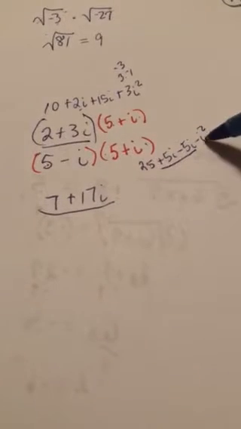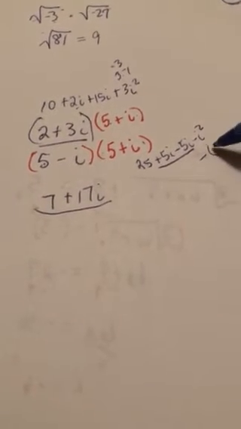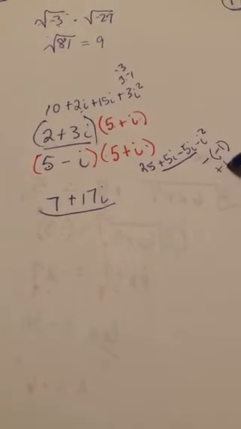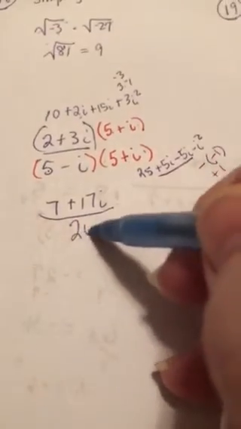So now I have 25 and I have negative i squared, which is a -1. So it's a +1. So now we have 26 on the bottom because of the 25 with the +1.